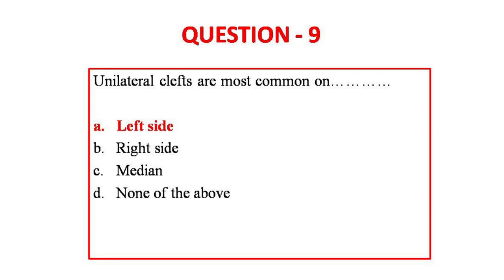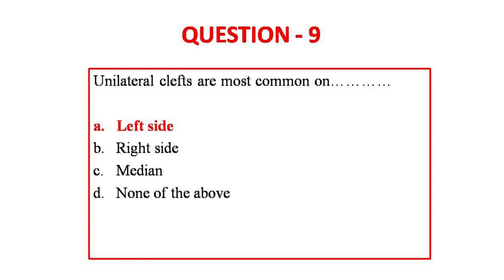So if you see, the incidence of cleft lip and palate is around 1 in 600 live births, and for isolated cleft palate it is around 1 in 1000. The typical distribution of cleft types: cleft lip alone is around 15%, isolated cleft palate is around 40%, and cleft lip along with the palate is around 45%.